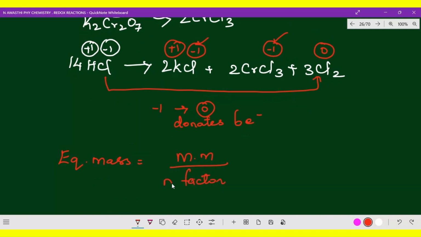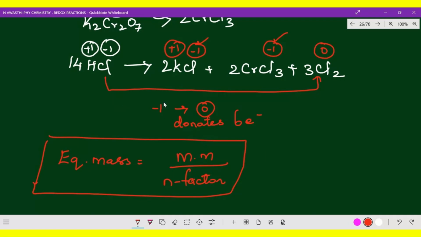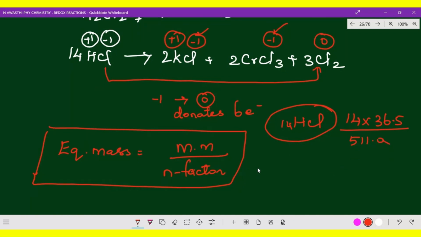So one more point I would like to mention: how do we identify that n factor? I just bring that sum. Here I mentioned 14 HCl, so the complete molecular mass of 14 HCl we have to bring, because this is a balanced equation while calculating that sum. So 14 into the molecular mass of HCl, 36.5. 14 into 36.5, you will get 511.0.